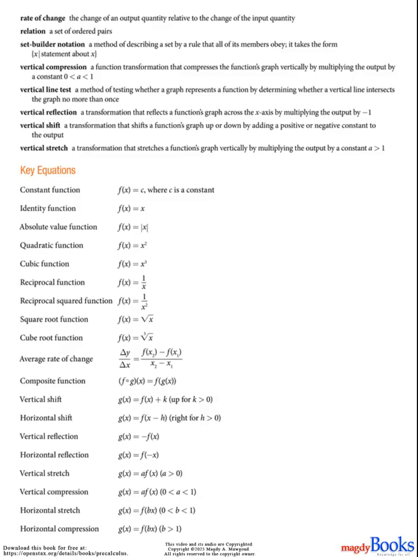Horizontal shift: g of x equals f of x minus h. Right for h is greater than 0. Vertical reflection: g of x equals negative f of x. Horizontal reflection: g of x equals f of negative x.